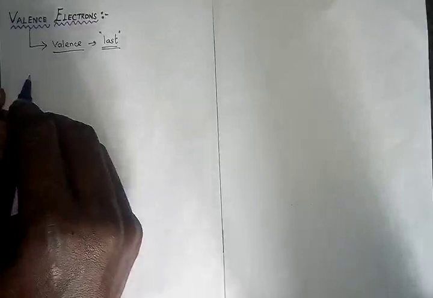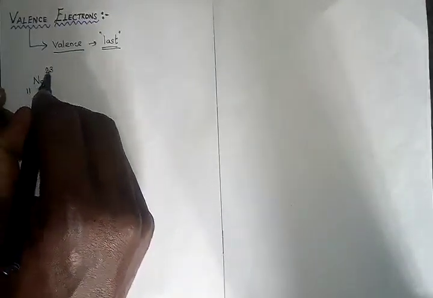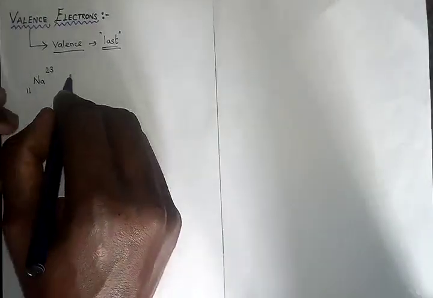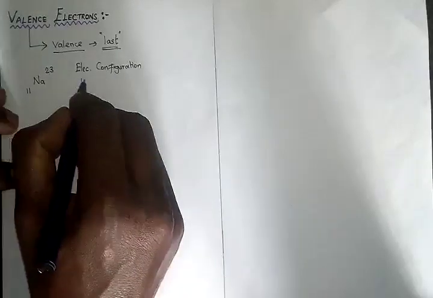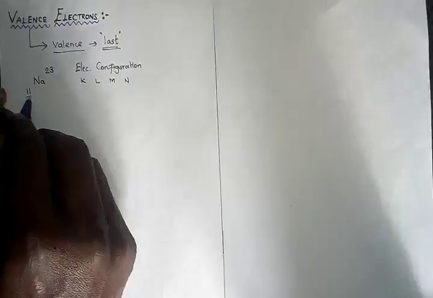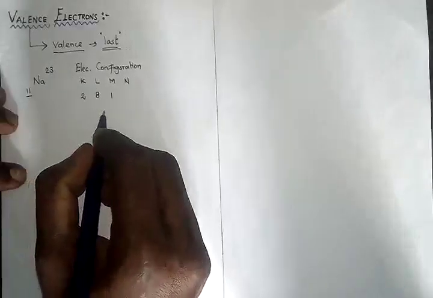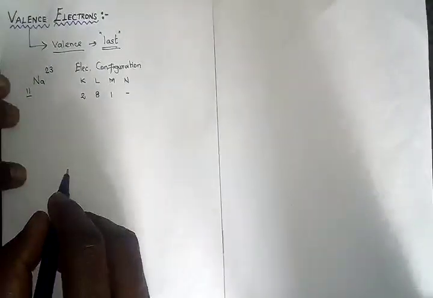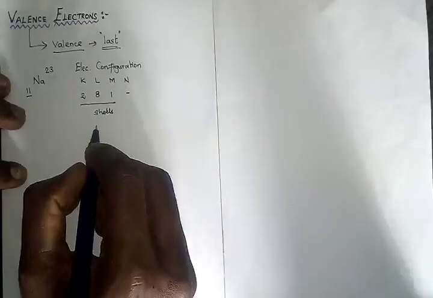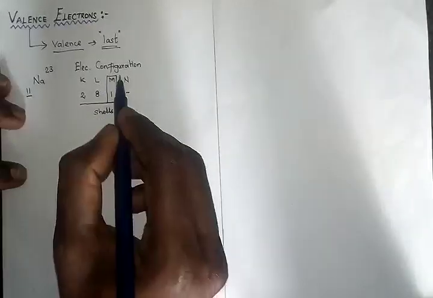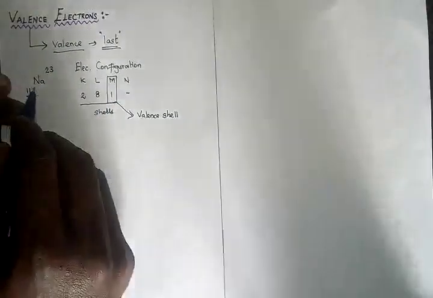Let us go for the atom sodium. The atomic number is 11, the mass number is 23. If you write the electronic configuration K, L, M, N, there are 11 electrons in this. So 2 in the K shell, 8 in the L shell, the balance 1 in the M shell, and the N shell is empty. Out of these 3 shells, which has the last electron? The M shell has the last electron. So the valence shell is nothing but the M shell for the sodium atom.